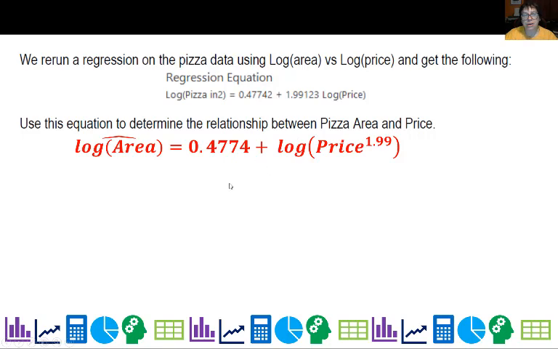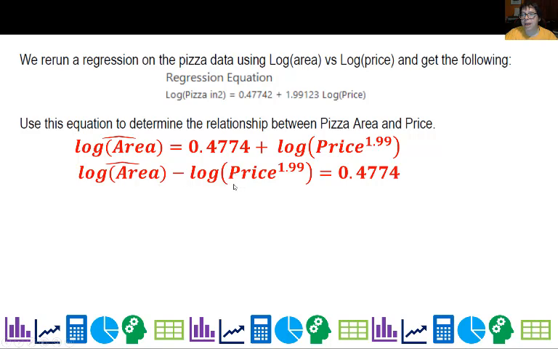And what I can do is I can move the log of price over, all right? And when you subtract two logarithms, again reviewing algebra 2, that's the same as dividing. So I'm just going to say that the log of area divided by price to the 1.99 is 0.4774. You might not have noticed that I made the 1.99 here into the exponent right there. So make sure you notice that too.